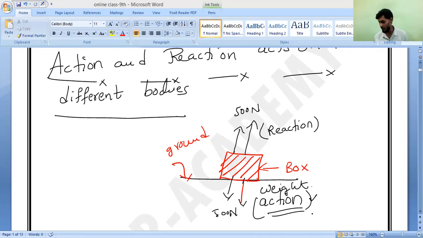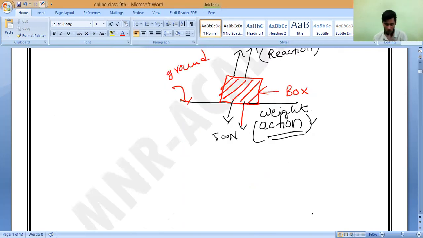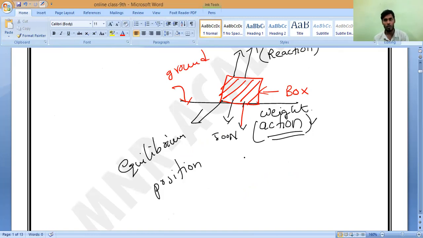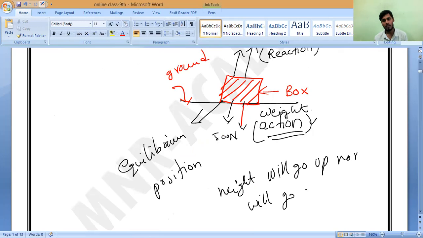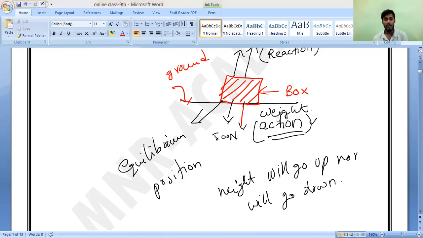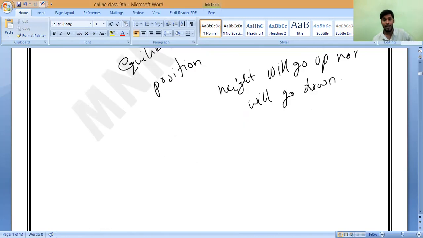Suppose I place the box in my home. Is it moving upwards and downwards? No. Always it will be in the same position, which we call the equilibrium position. Equilibrium position means it is a constant position and will never move. Neither will it go up nor go down. Why? Because two forces are acting, action and reaction, but both are acting in opposite directions. So both forces balance each other. That is why it neither goes up nor goes down.